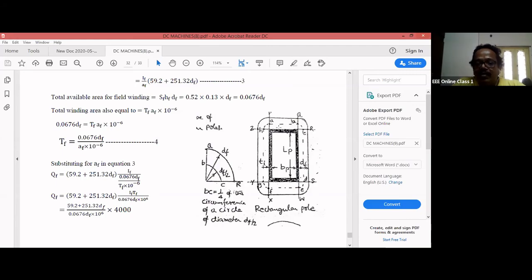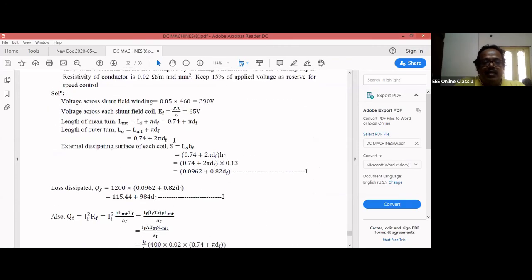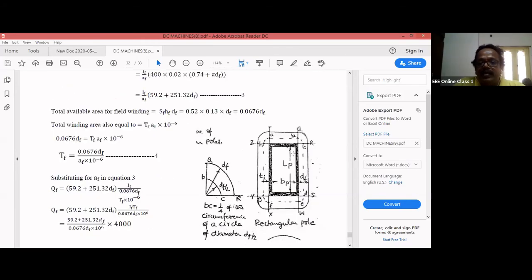But then you have to calculate this LMT. So if they give Li, then you can calculate the length of mean turn. LMT is nothing but Li plus pi into df. If you come back here, the length of inner turn I know, plus what you have to calculate. This length will be almost the same. All this width and breadth will be the same. So at this arc, you have to put what?